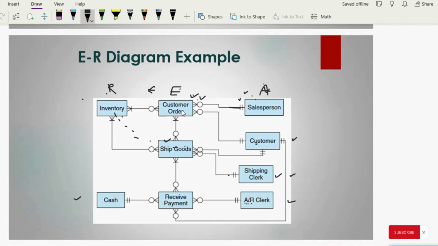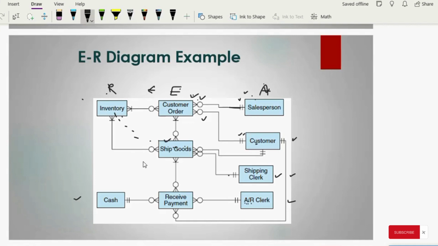Moving on towards the relation between customer order and customer. A customer order should have at least 1 customer, and at maximum 1 customer, whereas a customer could have placed maybe no order at minimum, and at maximum he could place many customer orders.